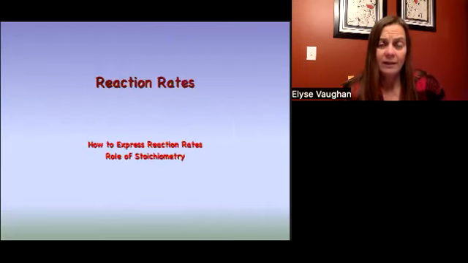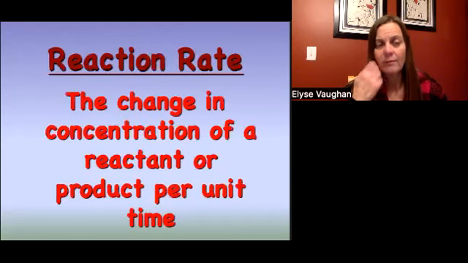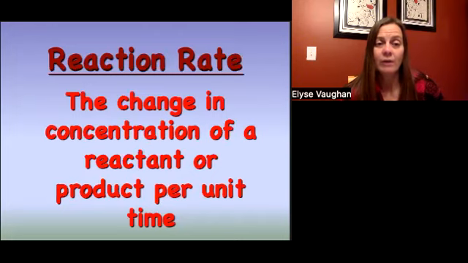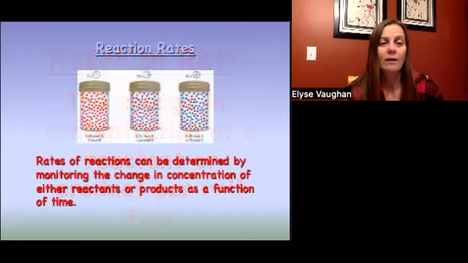So obviously, like everything else in chemistry, molar ratios play a role here. We're going to talk about how we express reaction rates and how we can use stoichiometry once we have those reaction rates. Remember, reaction rate is just the change in concentration of a reactant or a product per unit of time. So we can measure reaction rates. We can monitor the change in concentration of either reactants or products as a function of time.